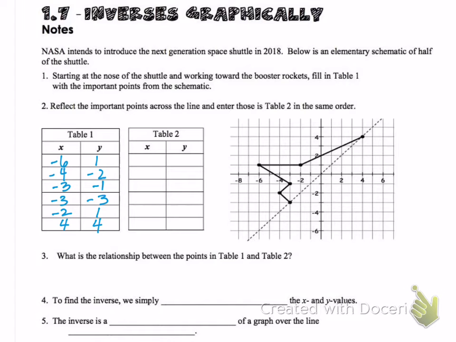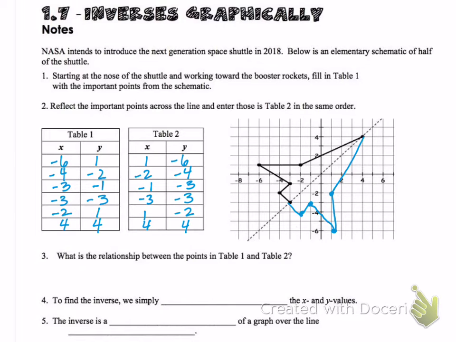Okay, now that you have those ordered pairs, I want you to take the x and the y column and switch them. So the top one would be 1, -6, -2, -4. So switch the two columns, and then plot those ordered pairs. Switch the columns and then graph it. Graph those ordered pairs.